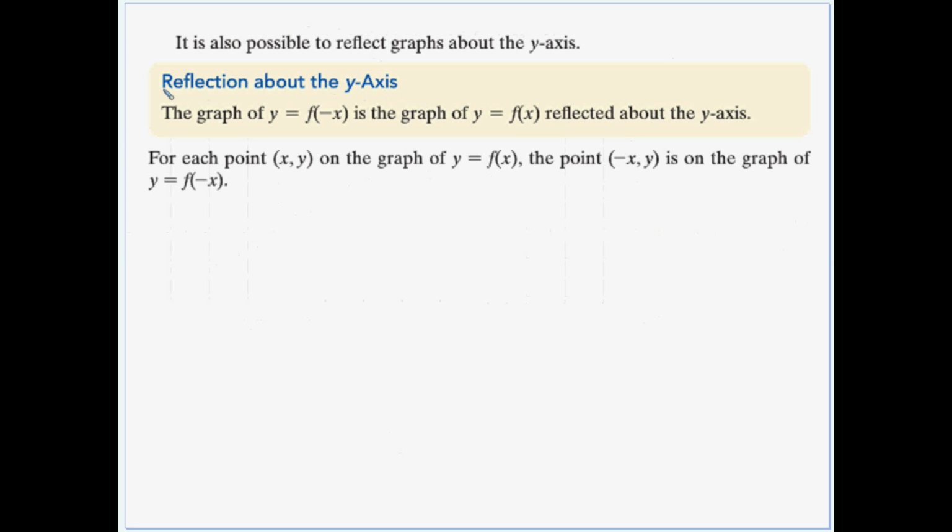Now here I already alluded to this, the reflection about the y-axis. If we negate the x value inside the function, remember the other one, it was outside here. If we negate inside the function, we reflect over the y-axis. So for each point x, y on the graph of the original f of x, negative x, y is on the graph also.